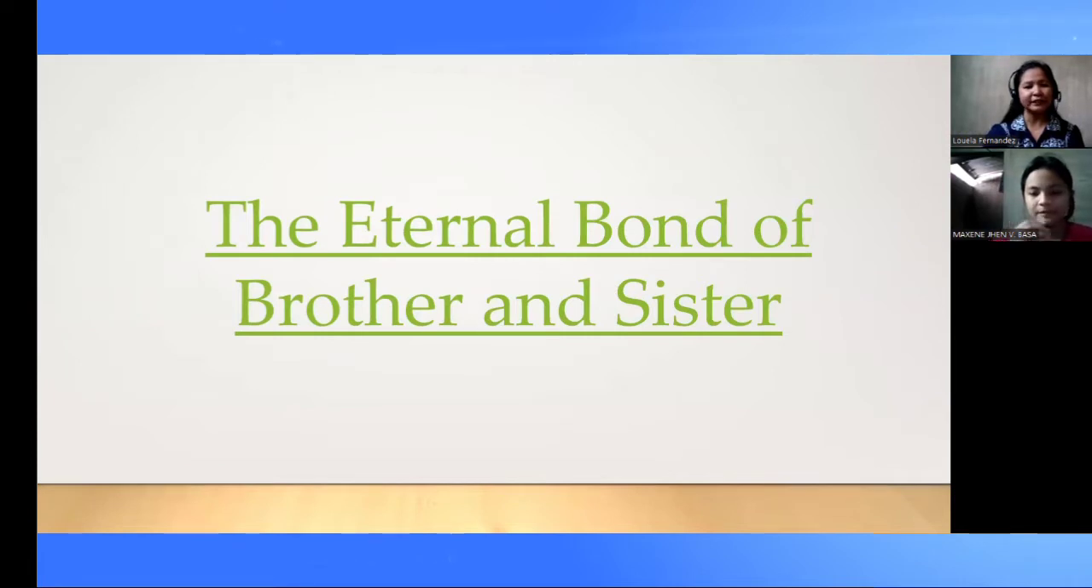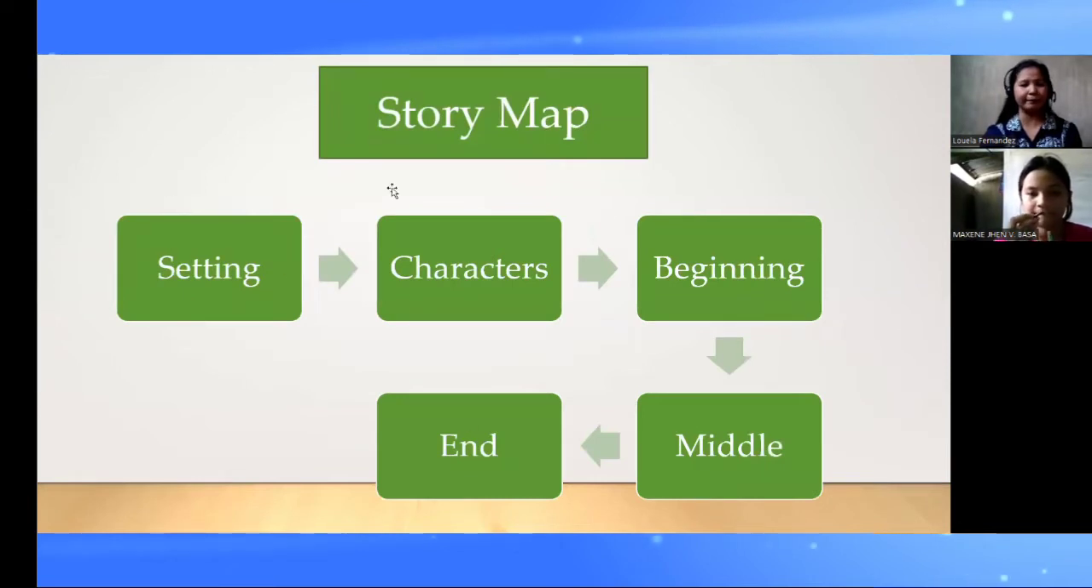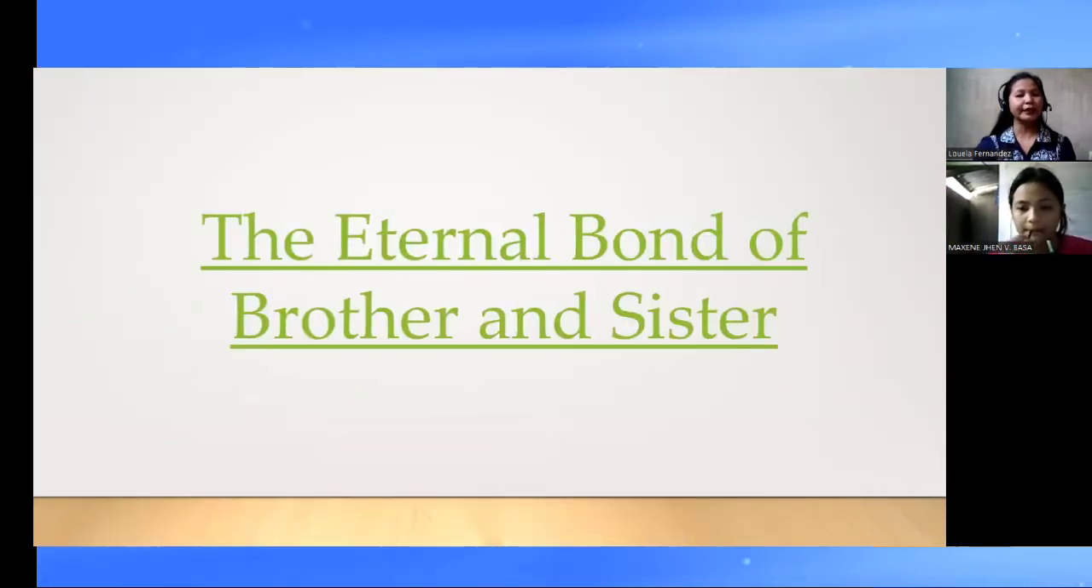So after reading this story, we have here a story map. So this is the story map. We have here the setting, the characters, the beginning, the middle, and the end, which you are going to answer later on. Is it clear? Yes. Alright, so are you ready? Later on, in every paragraph or slide that I'm going to show, if you have some questions or something that you want to clarify, you may do so. Alright, so you may start.